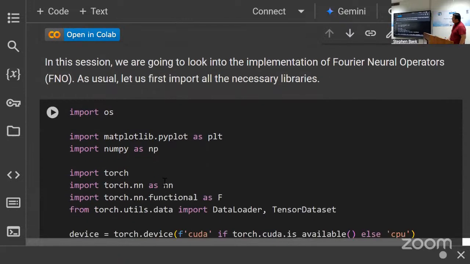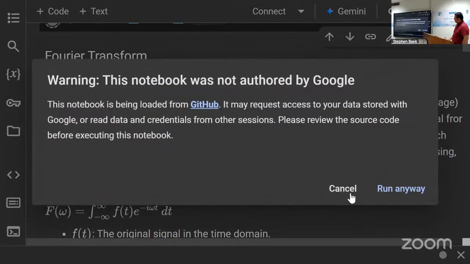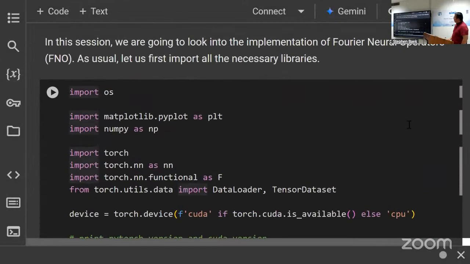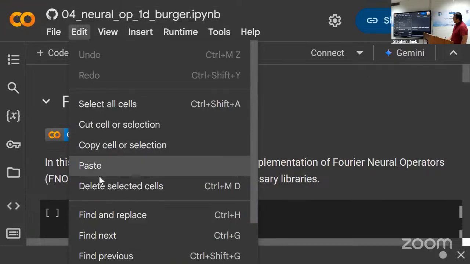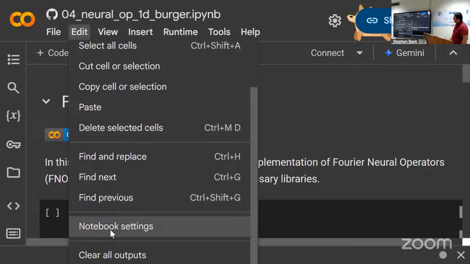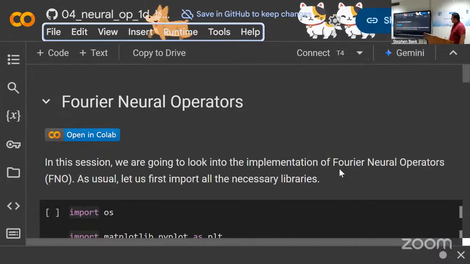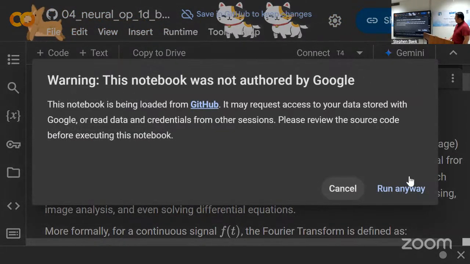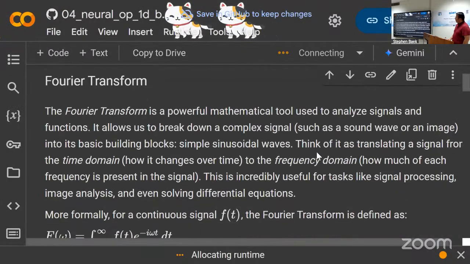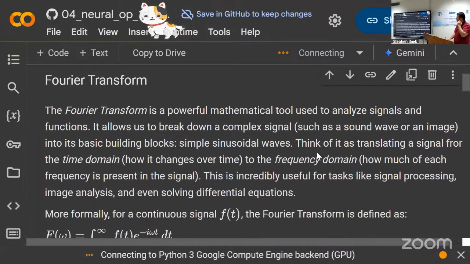So as usual, here's the notebook opened in the Google Colab. And for this one, I will change the notebook setting. So here's the edit notebook settings, and then picking the T4 GPU as my hardware accelerator. So after that change, I'm running the first cell. The first cell is really just importing all the necessary libraries, so nothing interesting going on.